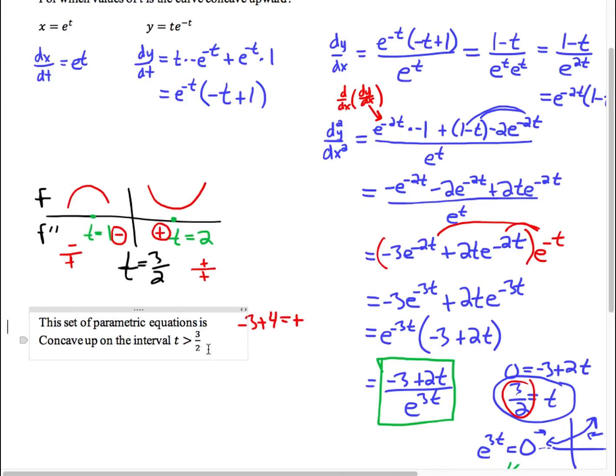And on the AP test, you'd always, of course, want to justify yourself. So the sign chart is great evidence, but I don't think they take that anymore. They did when I was in high school, but they don't now. So it's concave upward on that interval because they like to see things like this.